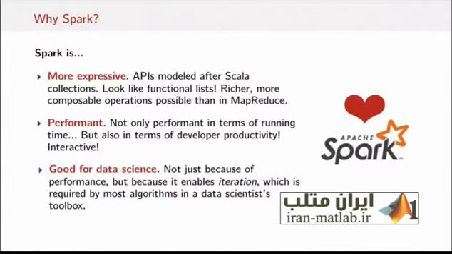And finally, Spark is good for data science. In fact, it's much better for data science than Hadoop, and it's not just due to performance reasons. Iteration is required by most algorithms in a data scientist's toolbox. That is, most analysis tasks require multiple passes over the same set of data. And while iteration is indeed possible in Hadoop with really quite a lot of effort, you have a bunch of boilerplate that you have to do, and you've got to require external libraries and frameworks to generate a bunch of extra MapReduce phases in order to simulate iteration.